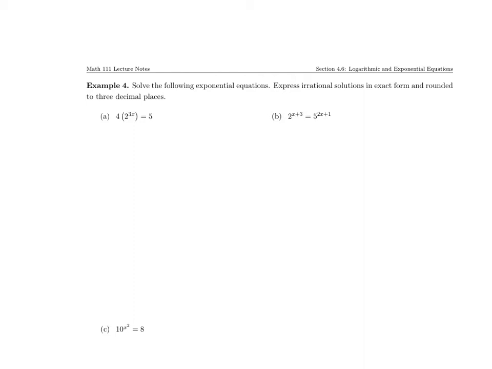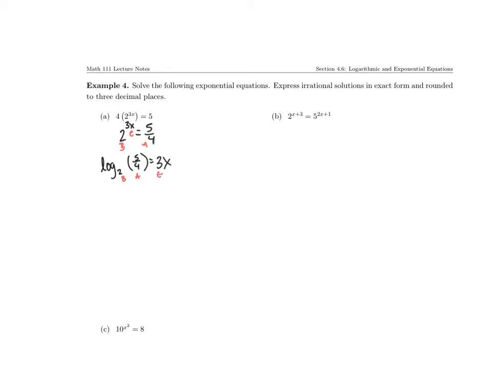So let's start solving. Taking a look at A, I want to be able to rearrange this, but I can't do that with the 4 here. So I'm going to start by dividing each side by 4. So we have 2 to the 3x is equal to 5 over 4. And then from here, now I can rearrange. This is my base, this is my exponent, this is my answer. We're going to rearrange this so that we have log base 2 of 5 over 4 is equal to 3x.